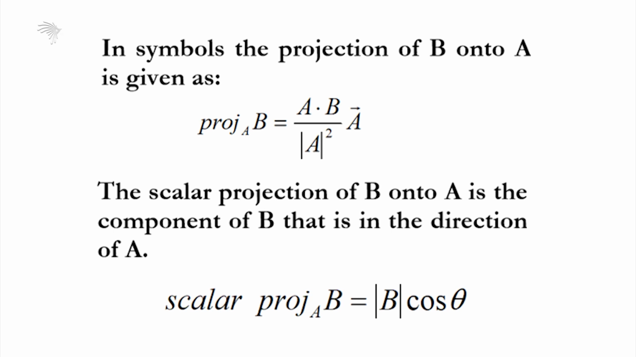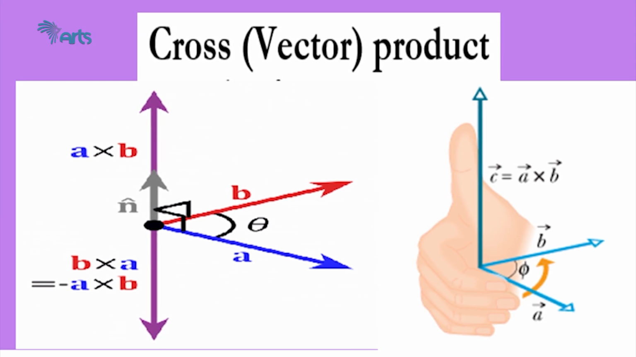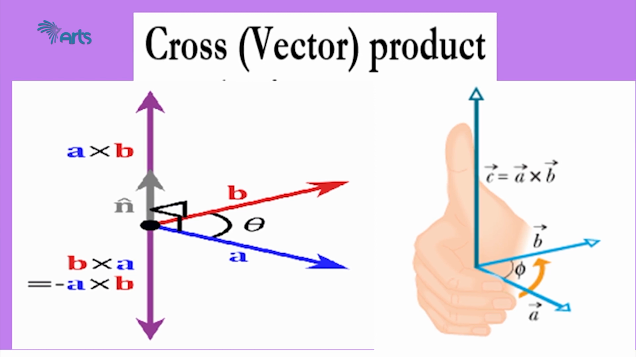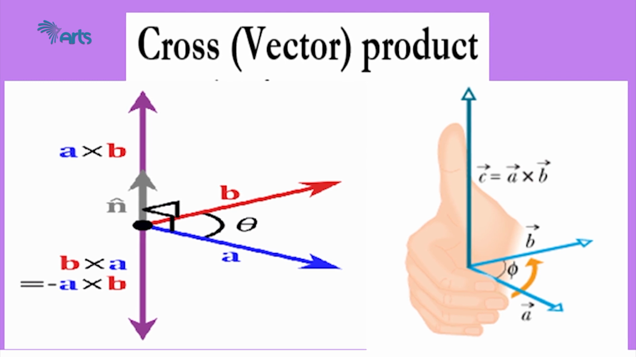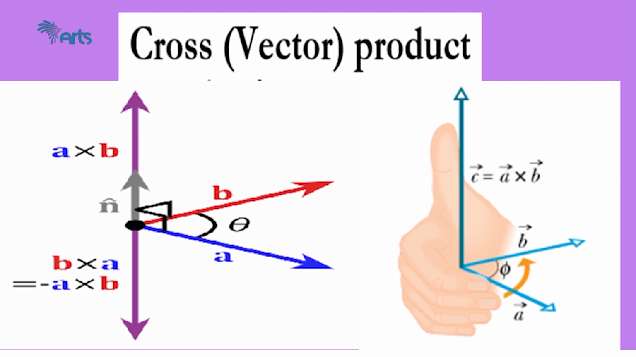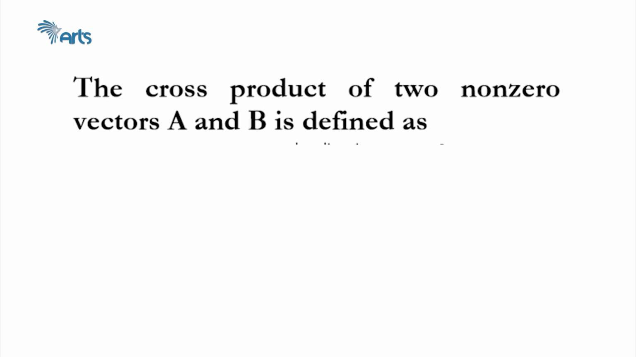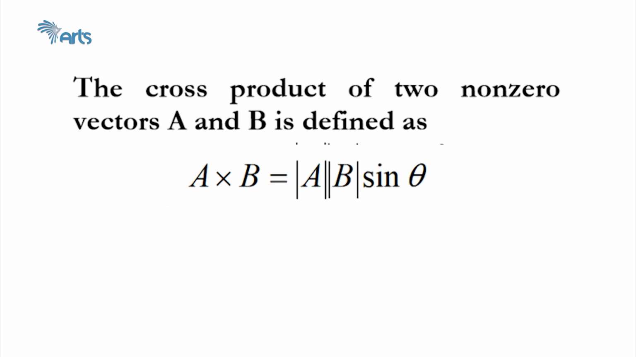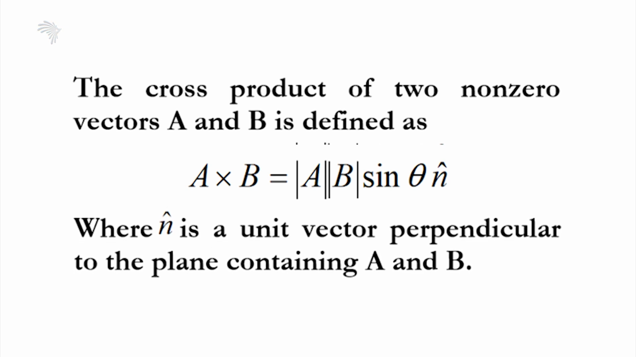The other type of multiplication of vectors is the cross product, or vector product. Whenever we multiply two vectors using cross, the product will be another vector, and that new vector is always perpendicular to both vectors A and B, or is perpendicular to the plane made by these two vectors A and B. The cross product of two non-zero vectors A and B is defined as the magnitude of vector A times the magnitude of vector B times sine of theta times unit vector n, where unit vector n is a vector perpendicular to the plane containing vector A and vector B.